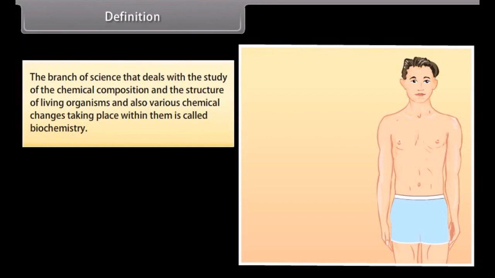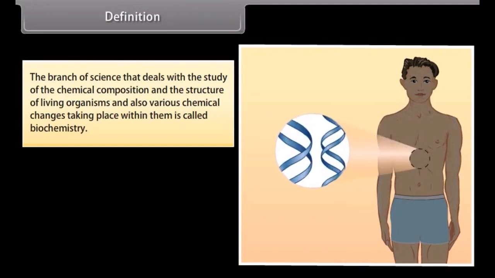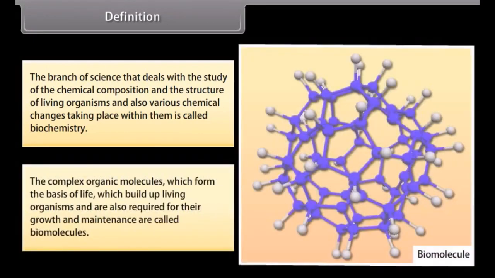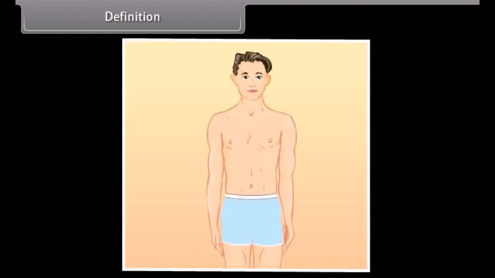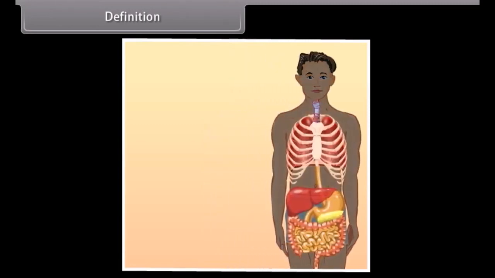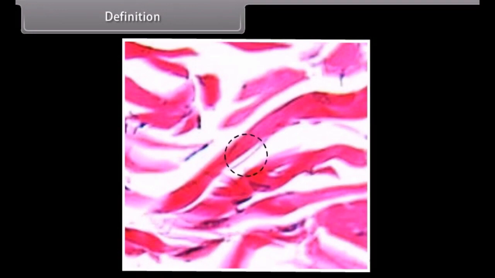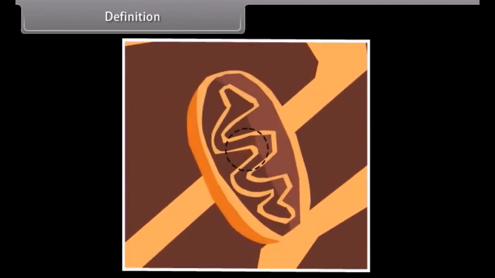The branch of science that deals with the study of the chemical composition and the structure of living organisms, and also various chemical changes taking place within them, is called biochemistry. The complex organic molecules which form the basis of life, which build up living organisms and are also required for their growth and maintenance, are called biomolecules. Biomolecules are related to the living organisms in the sequence: living organism, organs, tissues, cells, organelles, and biomolecules.